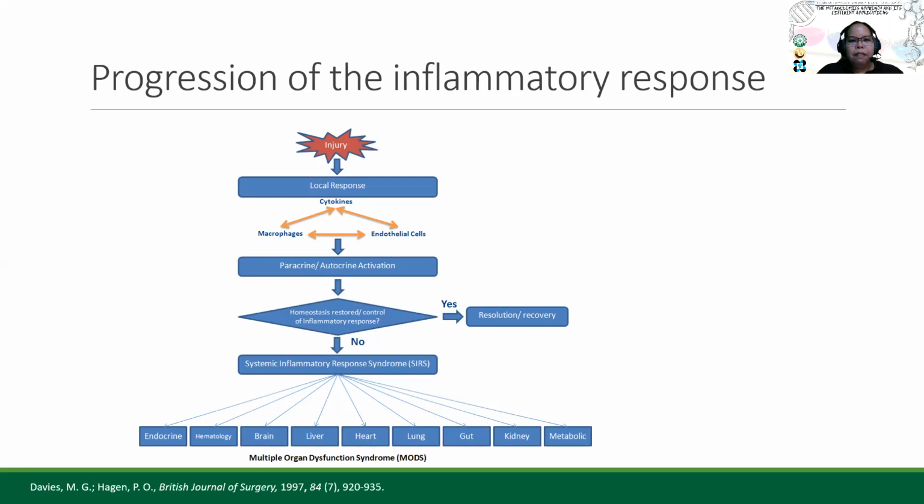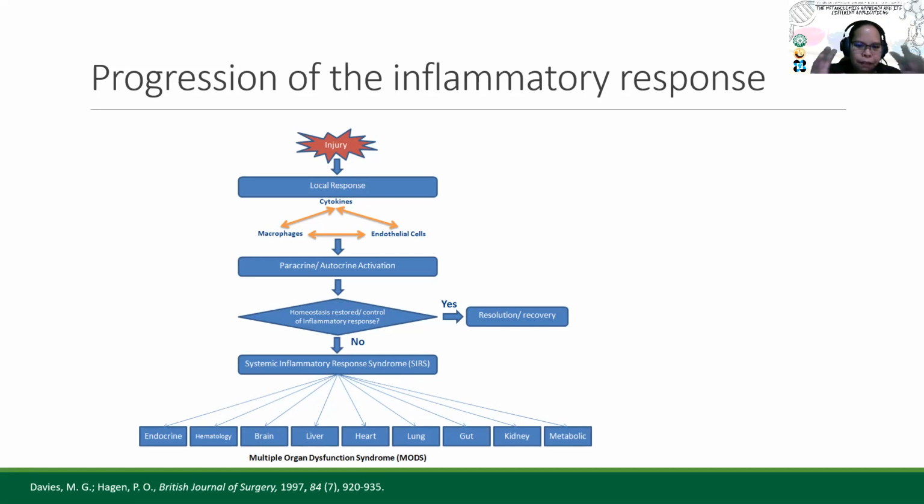But actually, inflammation is a response of the body to a particular insult or injury. And it is meant for wound healing and regeneration. When an injury occurs, there is usually a local response at the site of the injury that is facilitated by cytokines, endothelial cells, and macrophages. And this activates a series of reactions and highly controlled processes in order to restore homeostasis.